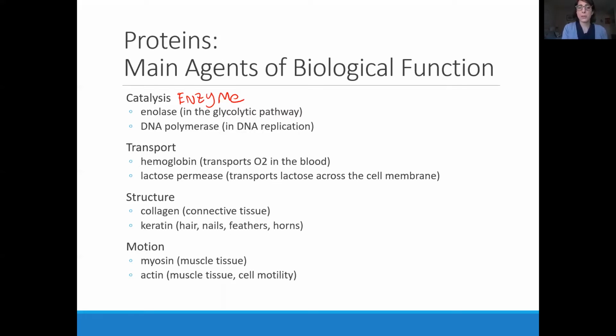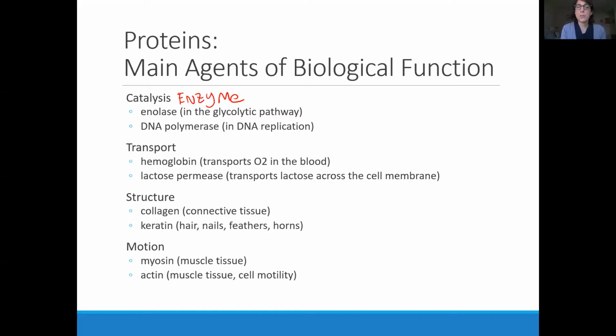Proteins also help with transport. So for example, hemoglobin, which is a protein that transports oxygen in the blood, or lactose permease. This is a protein that helps to transport lactose. That's for those of you who are lactose intolerant, that is the sugar molecule found in dairy. So it helps transport lactose in through the cell membrane.